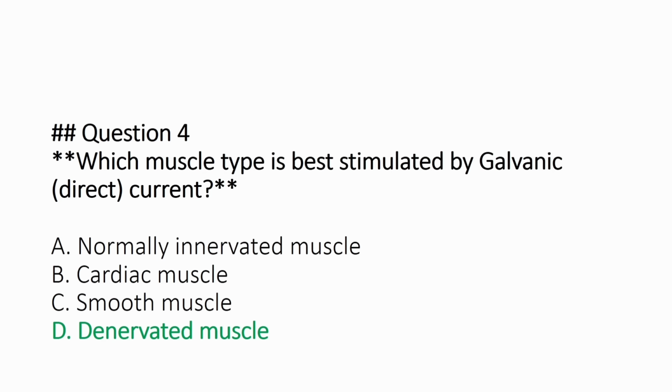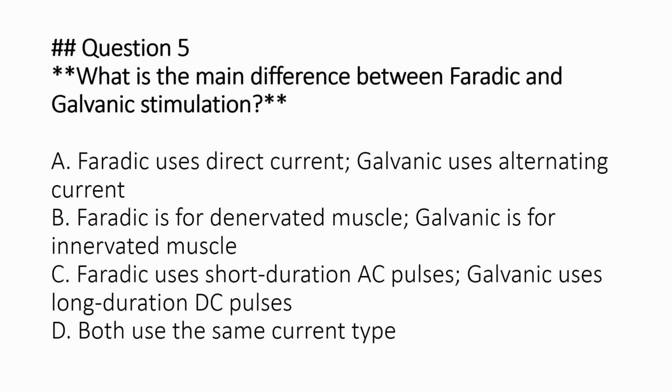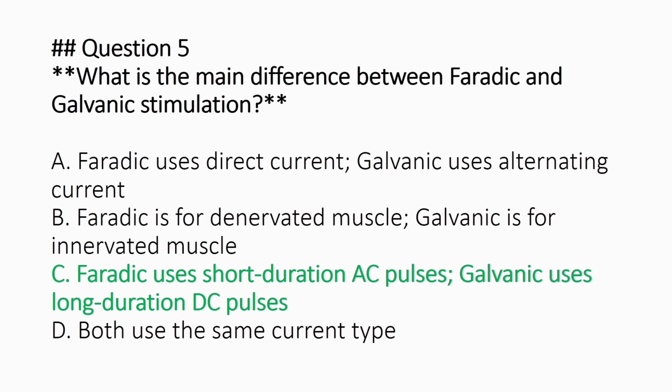Now let's move to question number 5. What is the main difference between Faradic and galvanic stimulation? Option A, Faradic uses direct current, galvanic uses alternating current. Option B, Faradic is for de-innervated muscle, galvanic is for innervated muscle. Option C, Faradic uses short duration AC pulses, galvanic uses long duration DC pulses. Option D, both use the same type of current. And the answer is option C, Faradic uses short duration AC pulses, galvanic uses long duration DC pulses.